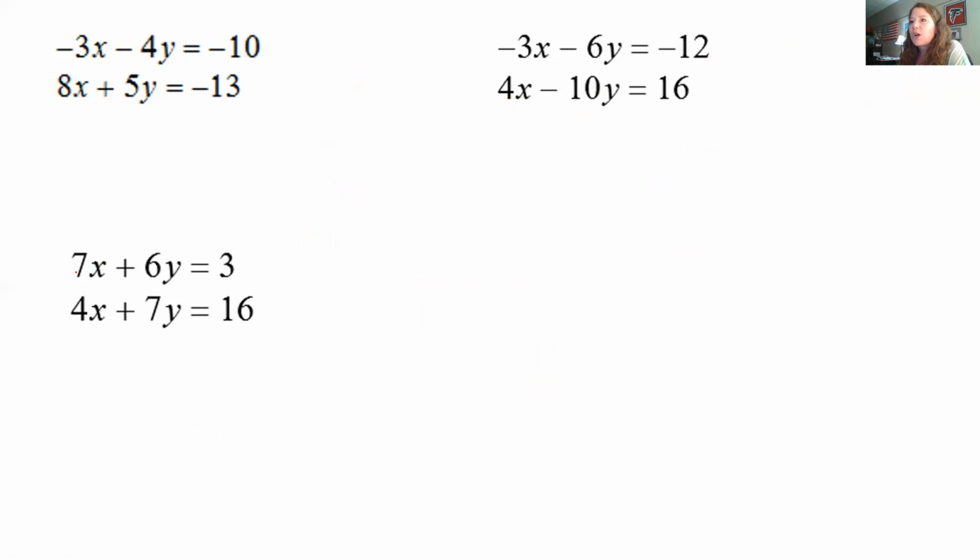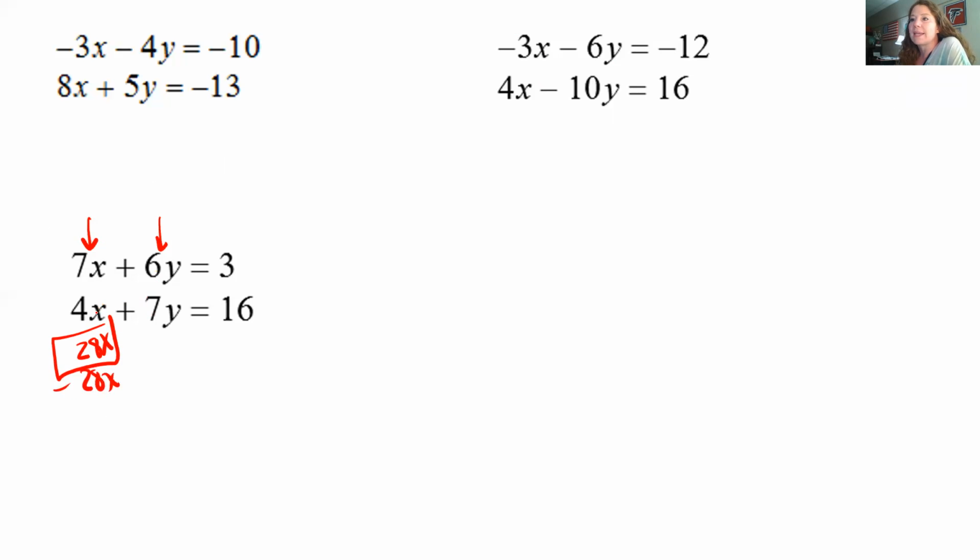All right, now this one, I don't have opposite signs in my x's or my y's, which is fine. I can make one equal a negative by multiplying by a negative. So now let's look at our x's. I know that the least common multiple of 7 and 4 is 28, and the least common multiple of 6 and 7 is 42. I'm always going to choose the smaller number, so I'm thinking about 28 is what I want both of them to be. One a positive and one a negative, right?